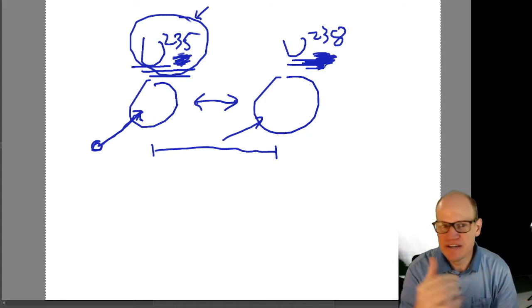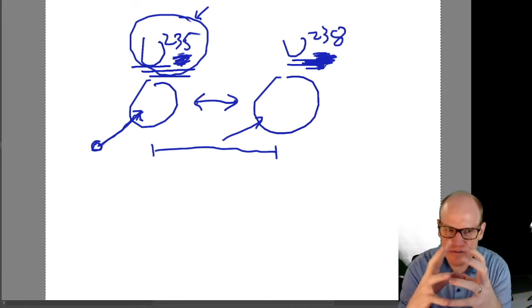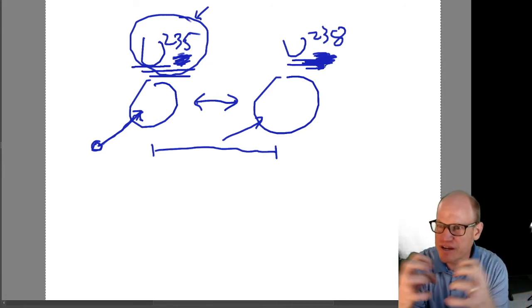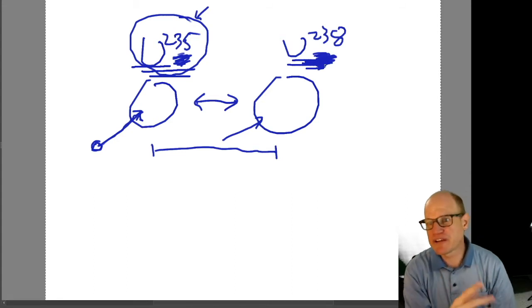Okay, so how do you enrich? If you want to have a bomb, you need to use uranium-235. And so how do you enrich it? You need to somehow separate out the different types of uranium from each other. The problem is they both have the same chemistry.